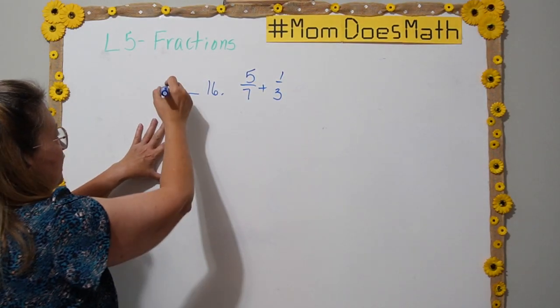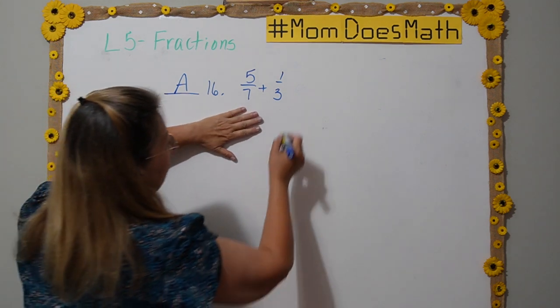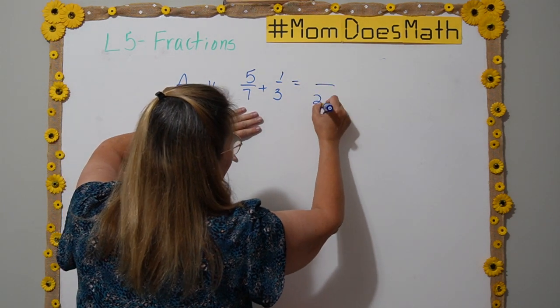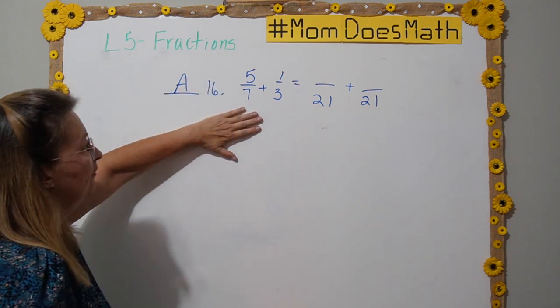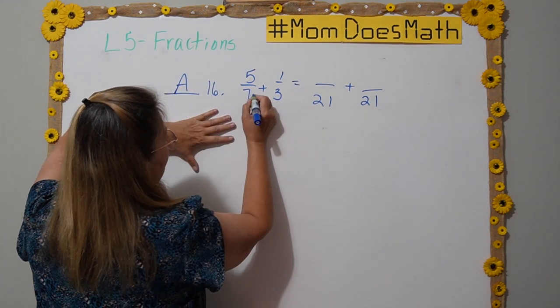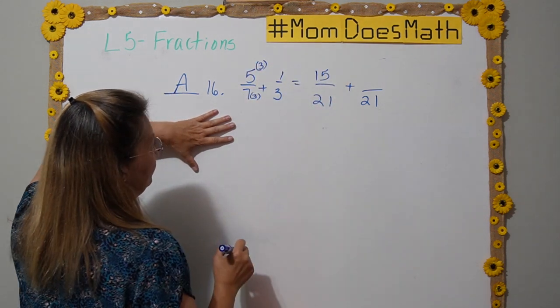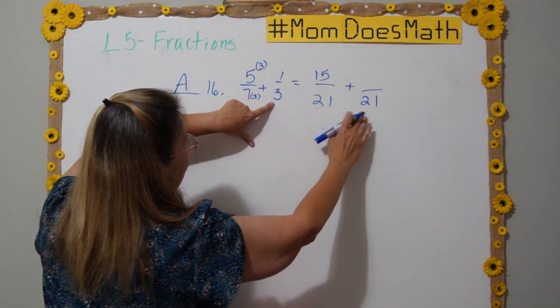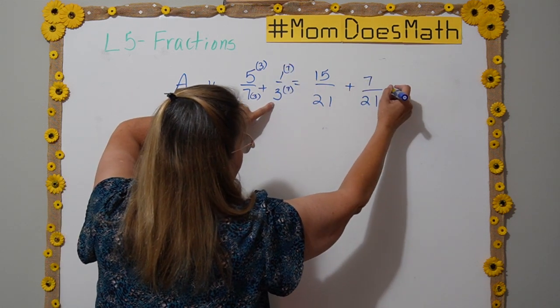Okay, number 16 is addition. And I need a common denominator. So between 3 and 7, pretty good bet that that's going to be 21. All right. Now, what'd you multiply 7 by to get the new denominator? You multiplied it by 3, so you got to multiply the top by 3, so that's 15. What did you multiply this denominator by to get the new one? By 7, so you got to multiply that by 7.